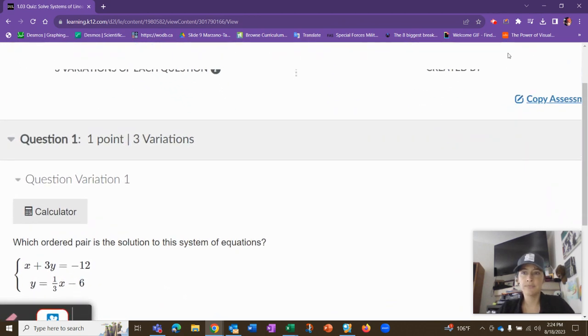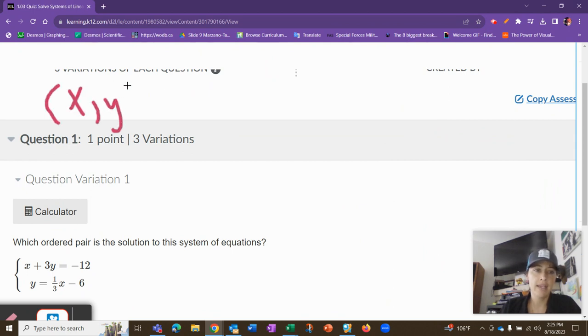All right, here we go. We'll just start with this one. Which ordered pair is the solution to the system of equations? So some vocabulary words there. Ordered pair, right? That's that parenthesis, x, comma, y, and it has to do with the relationship on a coordinate plane. X coordinate, y coordinate. It tells you how far over and how far up or down or left or right, right? That's what they're asking you to find.